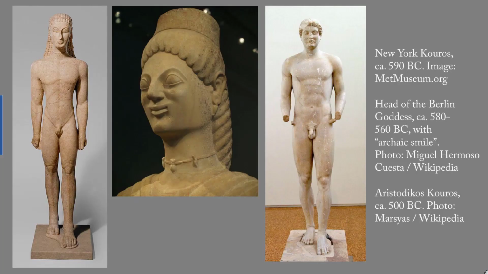Let's look at the style. There is a rapid improvement in anatomical accuracy from a style that's very like Egyptian, the New York Kouros on the left, to a much more lifelike representation of bones, muscles, eyes, and so on, as you can see on the right. By the end of the Archaic period, around 500 BC, there are only a few details, notably the archaic smile, which you can see here, that are still executed the same way as they were back in 600 BC. So in 100 years, they made enormous progress.